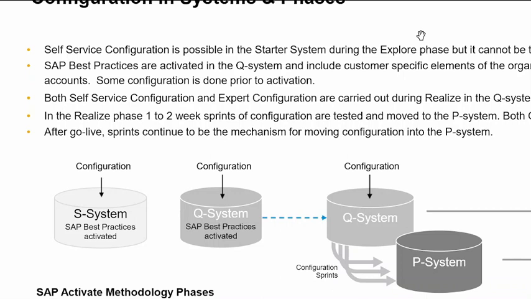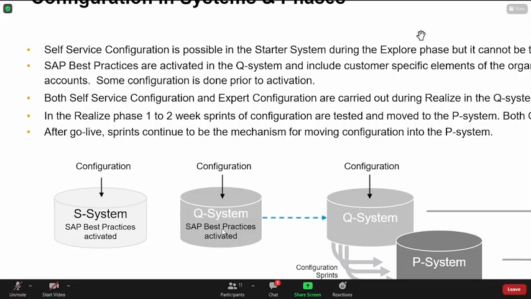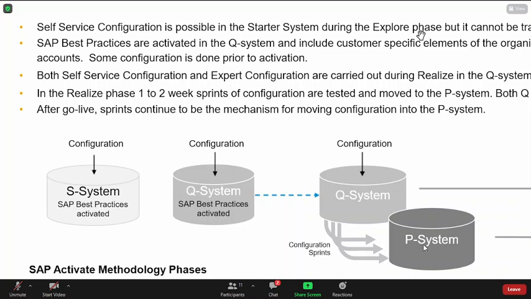You have best practices available in the starter system, also in the quality system. You will have in your quality system the scope that you have agreed on activated. You will be able to configure in both systems, in the starter system as a test environment, and then in the quality system to then transport to your productive system. Okay.